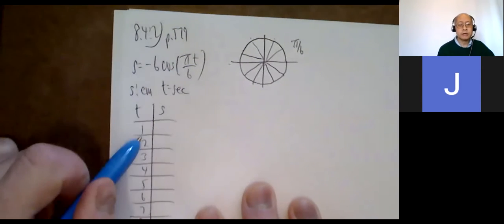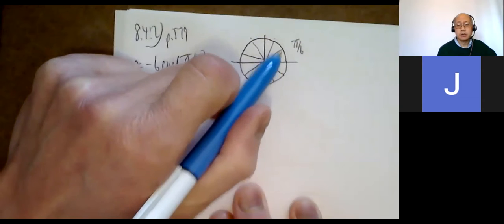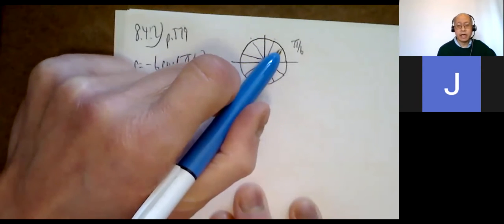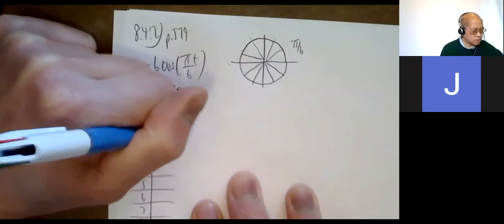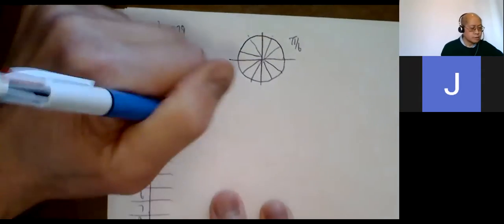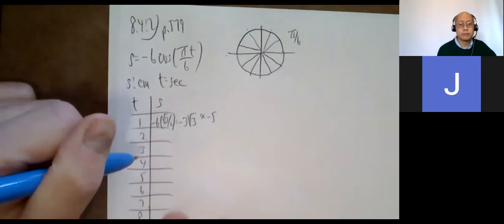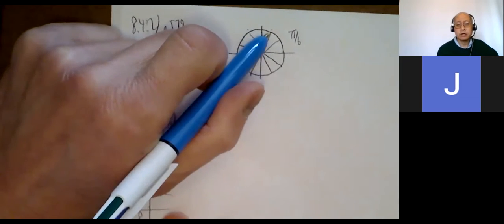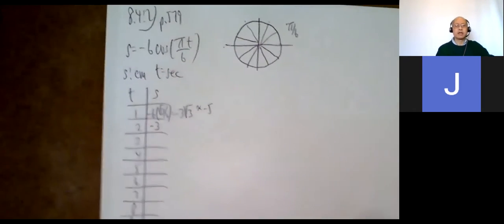If I plug in 1, I want the cosine of pi over 6. It's radical 3 over 2. It's not a half. So it's -6 times radical 3 over 2, which is -3 radical 3. It's roughly -5 if you punch it in a calculator. Plug in 2. 2 pi over 6 is pi over 3. Cosine of pi over 3 is a half. So -3.